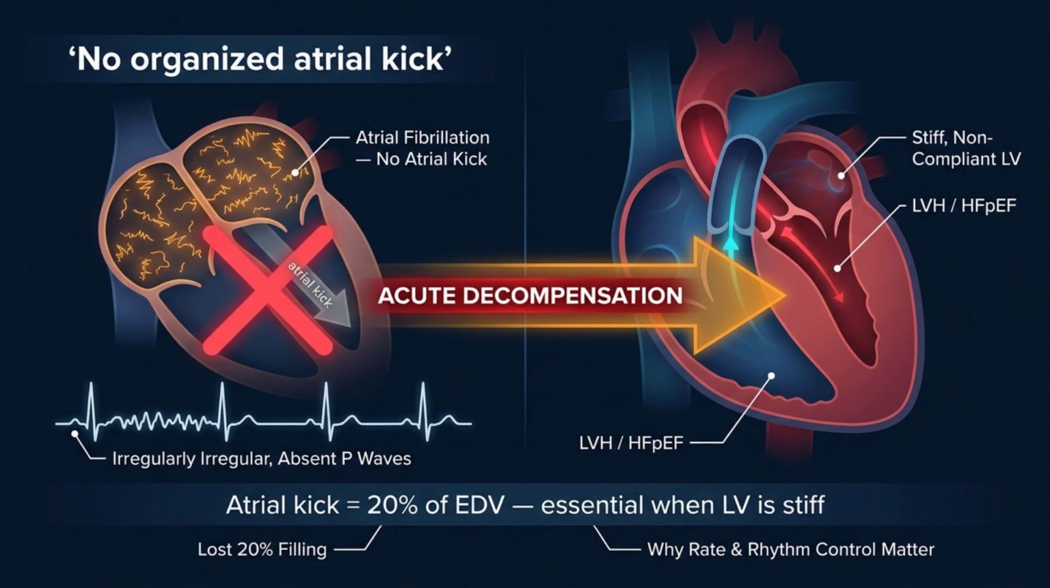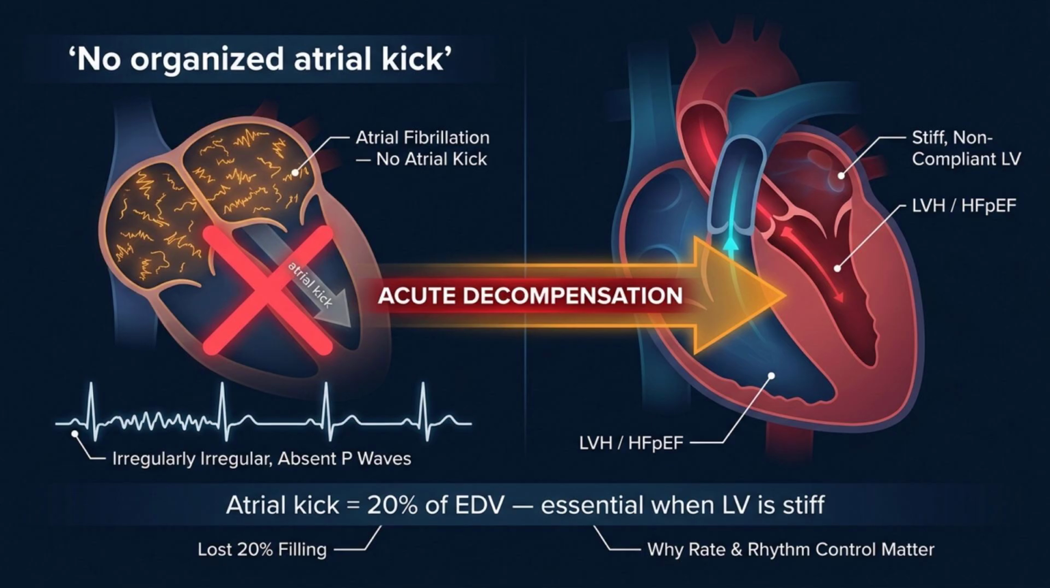Clinical anchor. In atrial fibrillation, the atria don't contract effectively. There's no organized atrial kick. A healthy young heart tolerates this fine. But in a patient with left ventricular hypertrophy or heart failure with preserved ejection fraction, that 20% from the atrial kick is essential for filling.